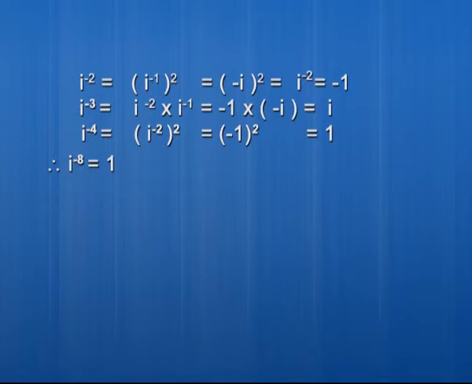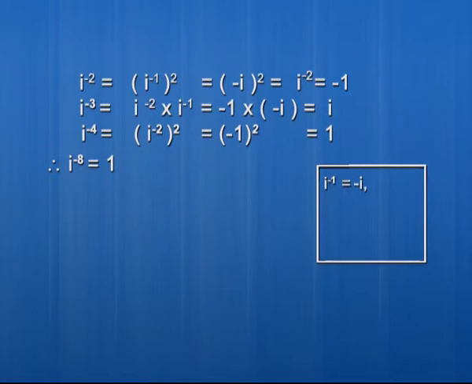Again, we can notice one thing here, that the value of i to the power minus 1 was minus i, i to the power minus 2 was minus 1, i to the power minus 3 was i, i to the power minus 4 was 1. Now, if we decrease the power minus 4 by 1, then the power becomes minus 5, and the value of i to the power minus 5 is minus i, which is the same as the first value.